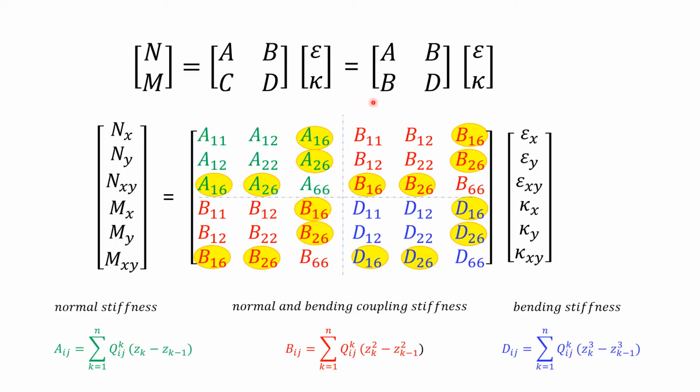Plies tear is produced by the cross-coupling stiffness of tire belts. In this figure, all the stiffness elements in the yellow circles are related to cross-coupling and can develop cross-coupling forces or moments. All of them are plies tear suspects.